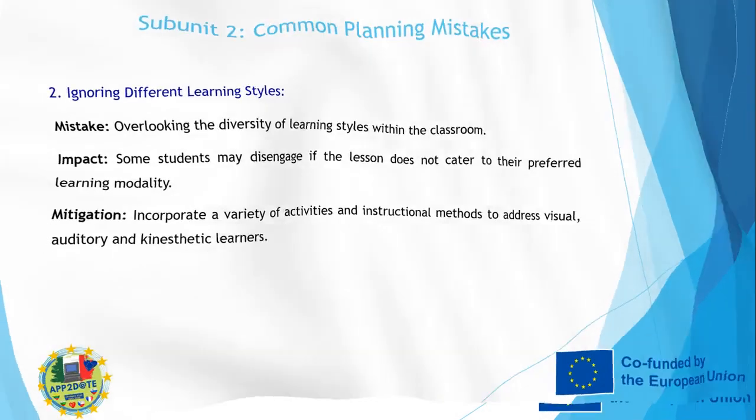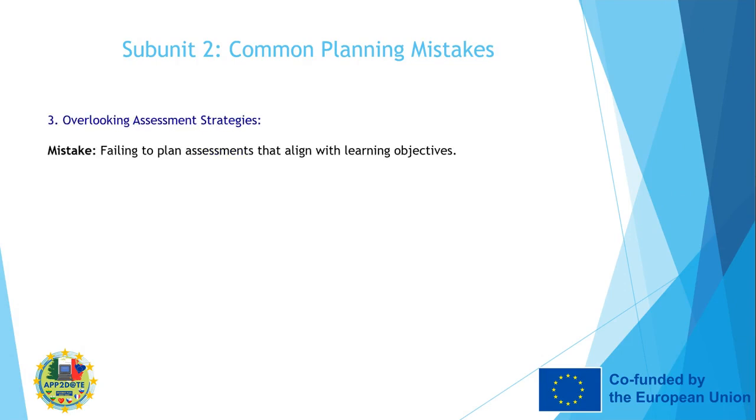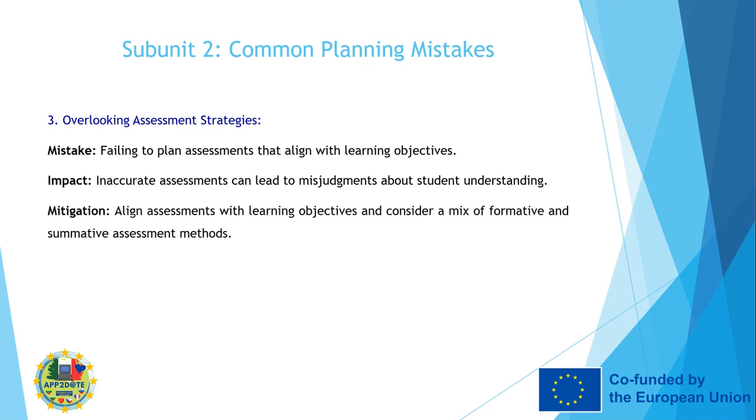3. Overlooking assessment strategies. Mistake: failing to plan assessments that align with learning objectives. Impact: inaccurate assessments can lead to misjudgments about student understanding. Mitigation: align assessments with learning objectives and consider a mix of formative and summative assessment methods.